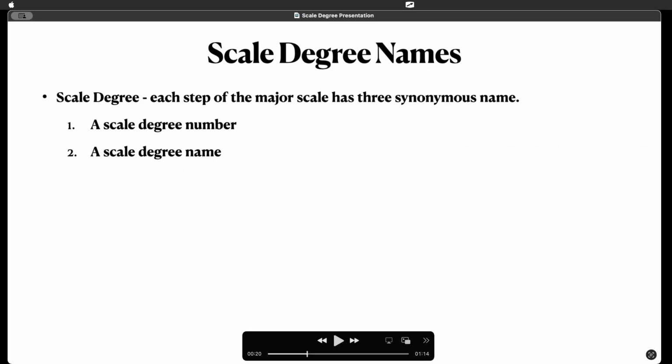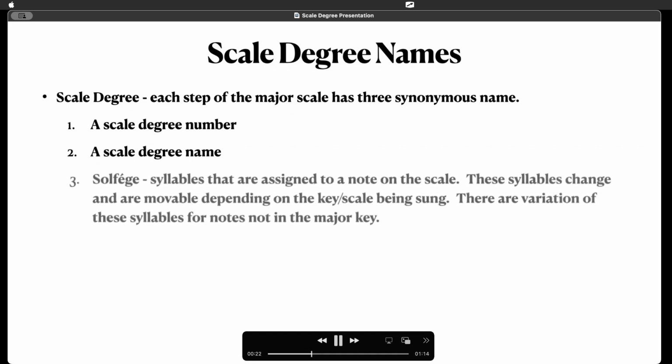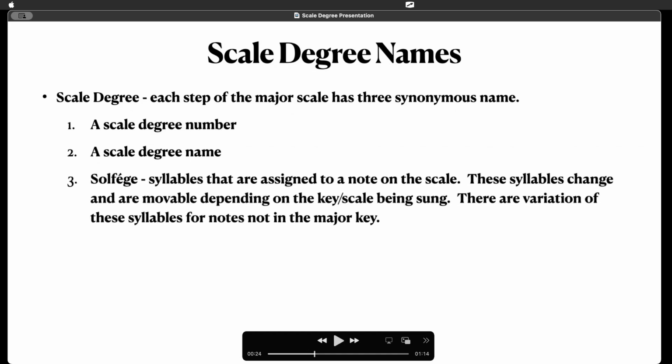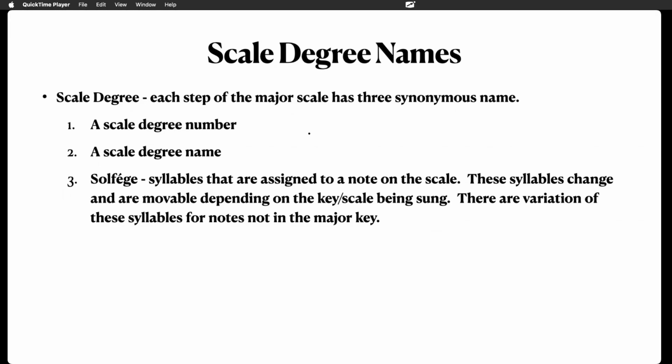So we have scale degree number, scale degree name, and lastly, we have solfege. And solfege is a series of syllables that are assigned to each note of the scale. Kind of made famous by the song Do, Re, Mi from The Sound of Music. Do, a deer, a female deer, where they go up every note of the major scale and assign a syllable to that. So going back to our first example, if we have scale degree number 1 in the key of C, that would be the note C. That's known as the tonic. And then finally, the solfege would be Do.